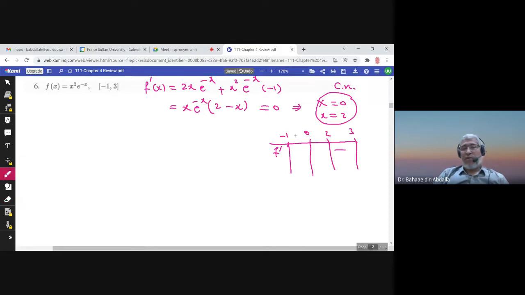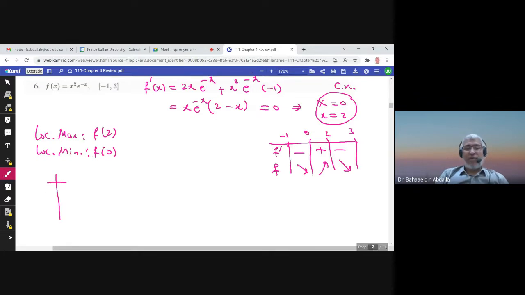Choose a number between 0 and 2, 1. 2 minus 1 is positive, positive, so this is positive. Negative half: this is positive, this is negative. So f here is decreasing, increasing, decreasing. And there is a local maximum. The local maximum is f of 2, and the local minimum is f of 0.